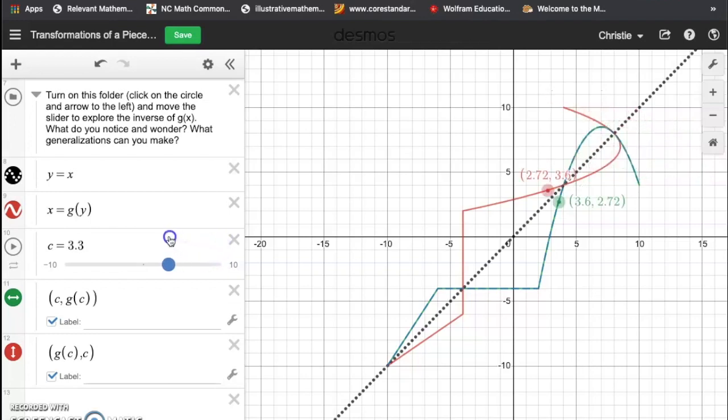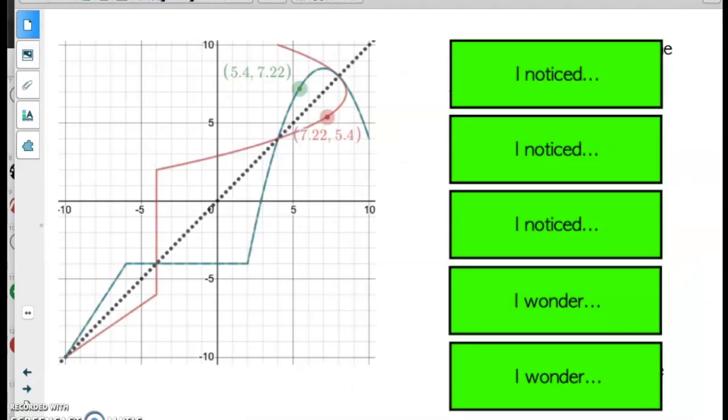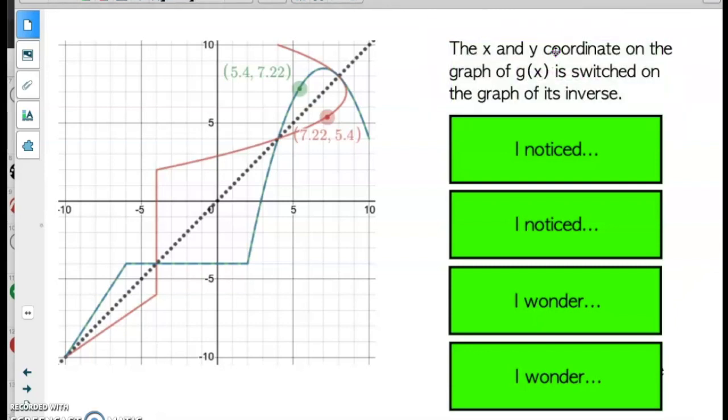And your question is, what do you notice and what do you wonder? I have listed here some of the more common things students have said they've noticed and wondered. First of all, I noticed that the x and y coordinate on the graph of g of x is switched on the graph of its inverse. So as I was moving my slider on the Desmos file, I stopped my slider here at this point, 5.4, 7.22. And notice where it stops in its corresponding point on its inverse. It has the same values, but the x and y coordinates have switched.